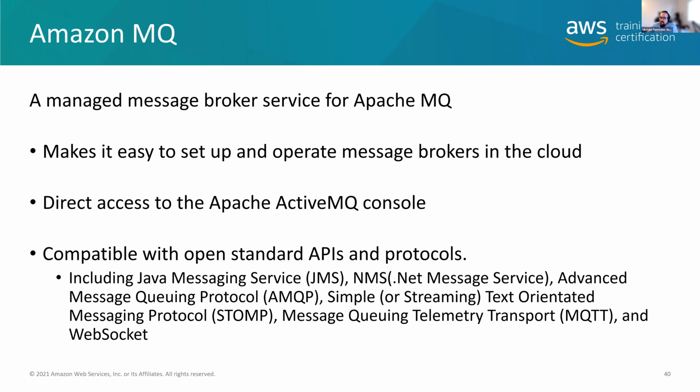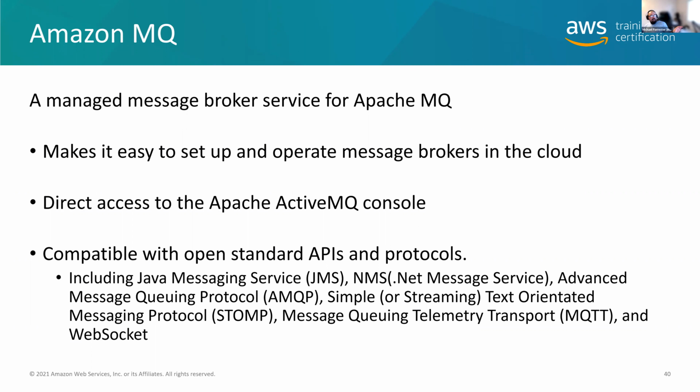This is a little different than SQS, which is all AWS API driven, right? Because this is more of an industry standard. As you can see at the bottom, it will support the Java Messaging Service, NMS, the .NET messaging service, AMQP, Stomp, MQTT, WebSocket. It's going to support bigger standards, whereas SQS basically requires you to use the Amazon SDK. So if you need to move something to the cloud and you don't want to rewrite your application to use the SQS messaging APIs, you're using standard protocols, you can just activate this.